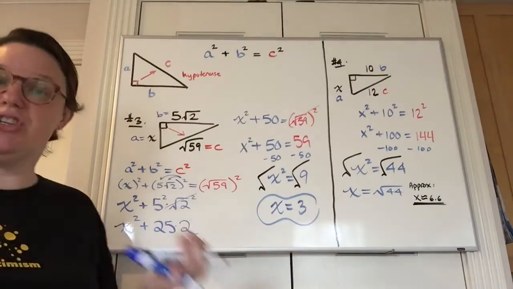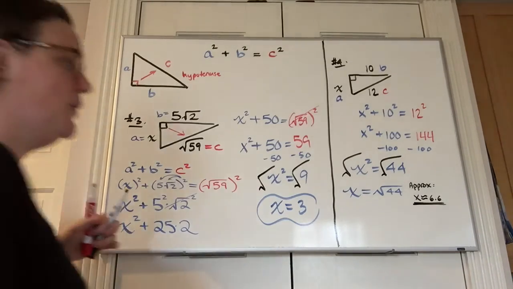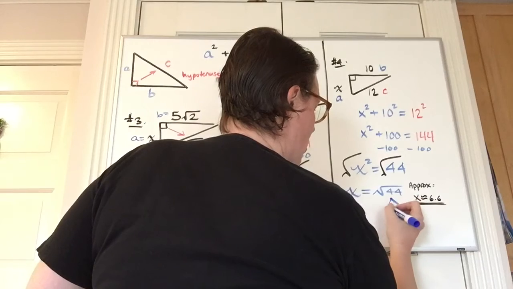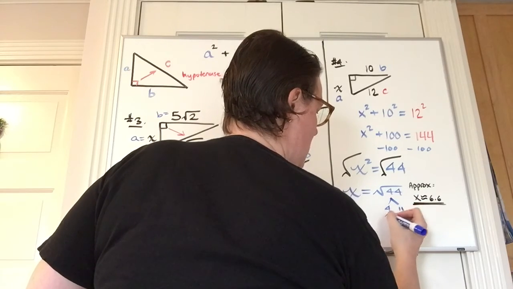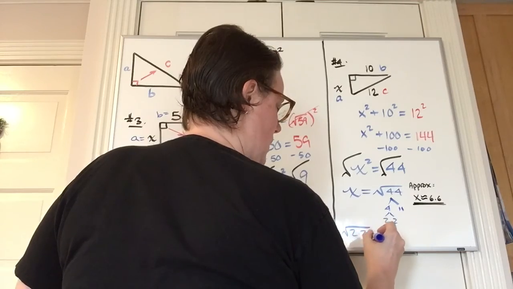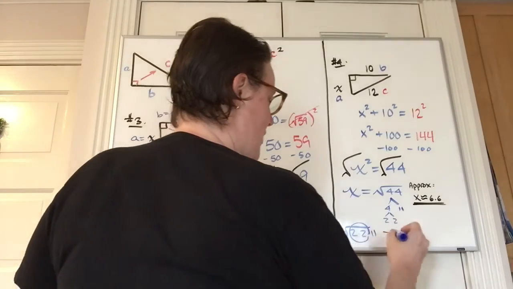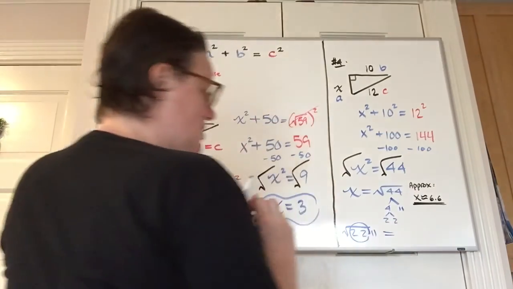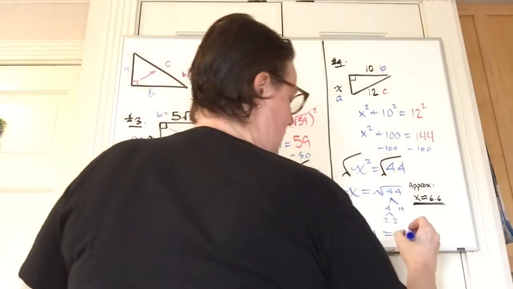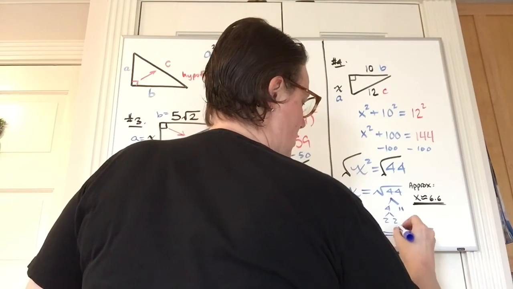The other option, just like on the homework, is you might be asked to simplify it. And that's where you would do your tree. So you could say that 44 is 4 times 11, which is 2 times 2 times 11. 2 on the inside makes 1 on the outside. I could say that this length is approximately 6.6. The exact value for it is 2 times the square root of 11.